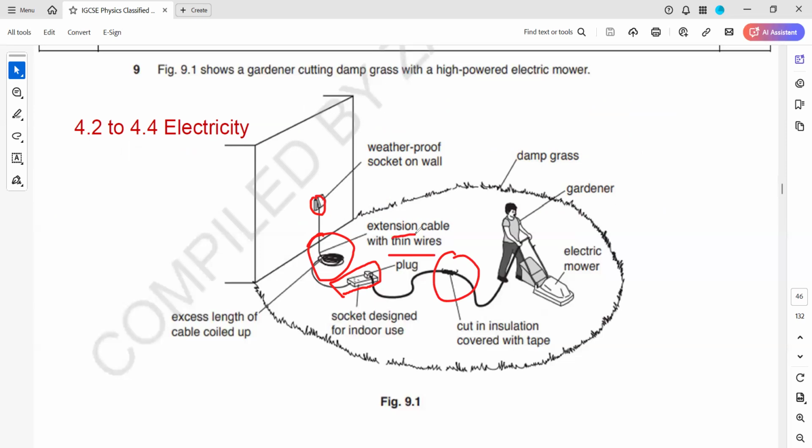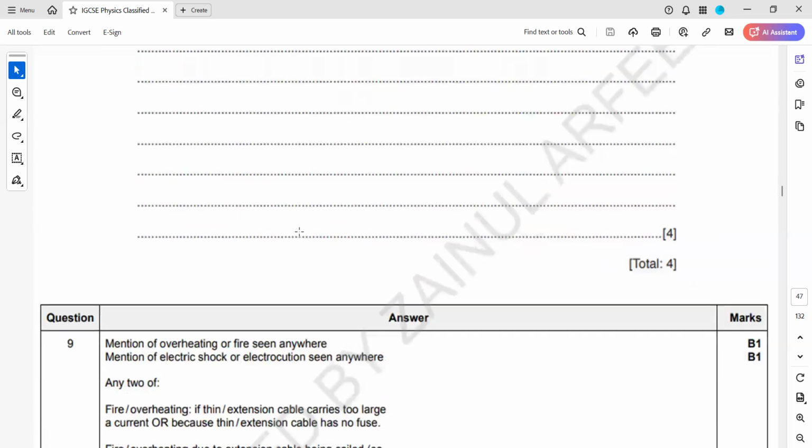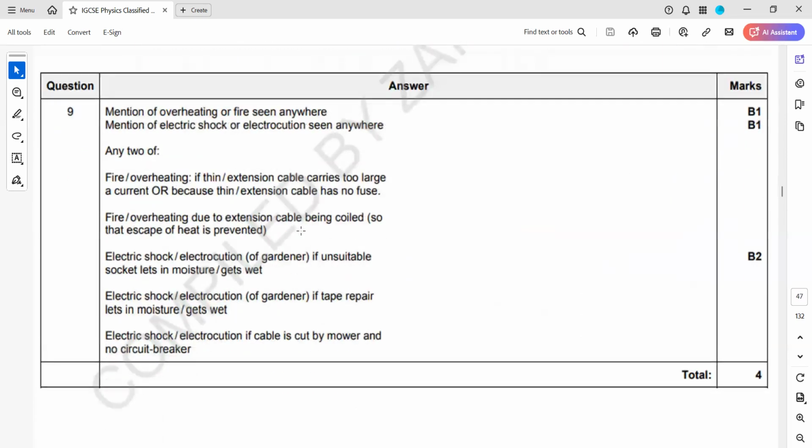Longer length means it will have a high resistance, so it will produce more heat energy. A greater amount of energy will be wasted. The scoring points here are different.